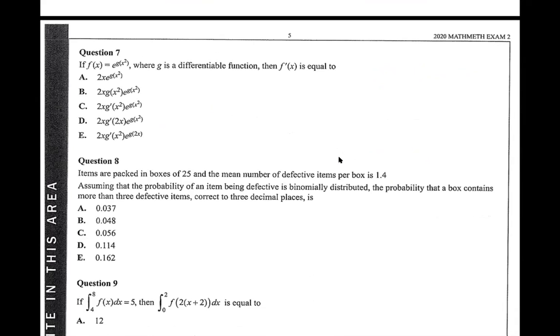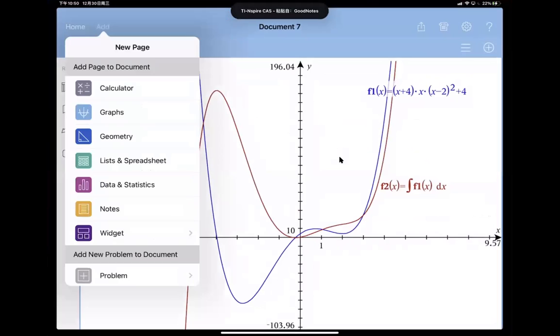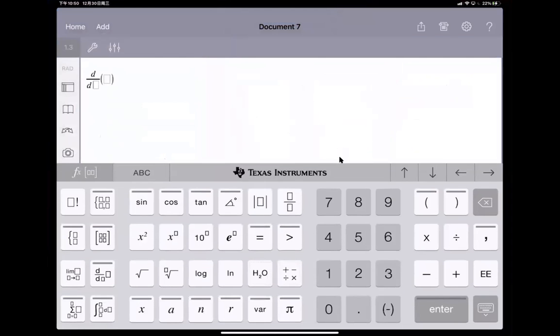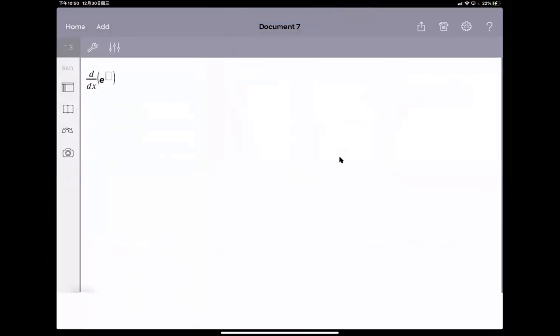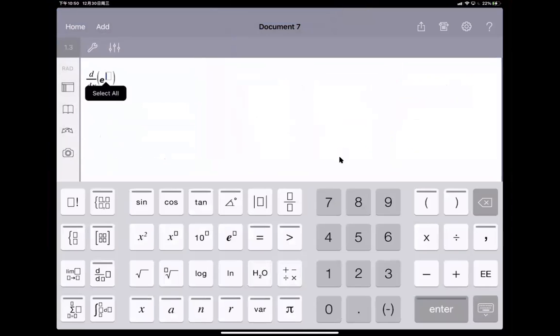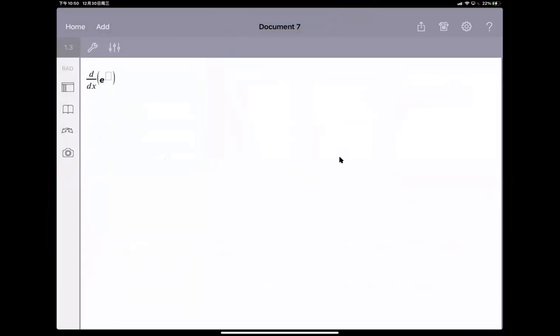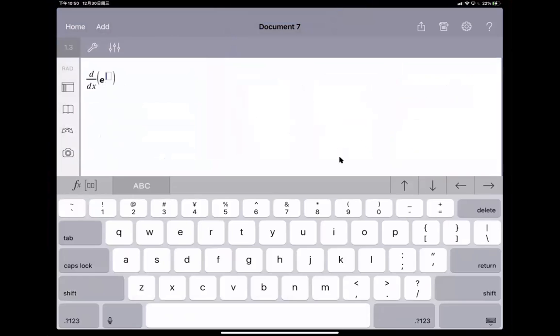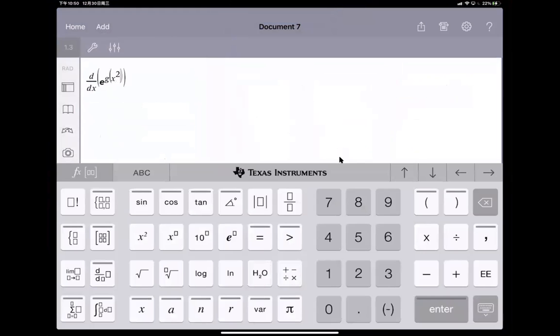Okay. Move on, question 7. If I want to find the derivative of that function, which is f dash of x, we can directly go to our calculator and do things like d dx of e to the power of some arbitrary function, let's say g of x squared, if I'm not mistaken.